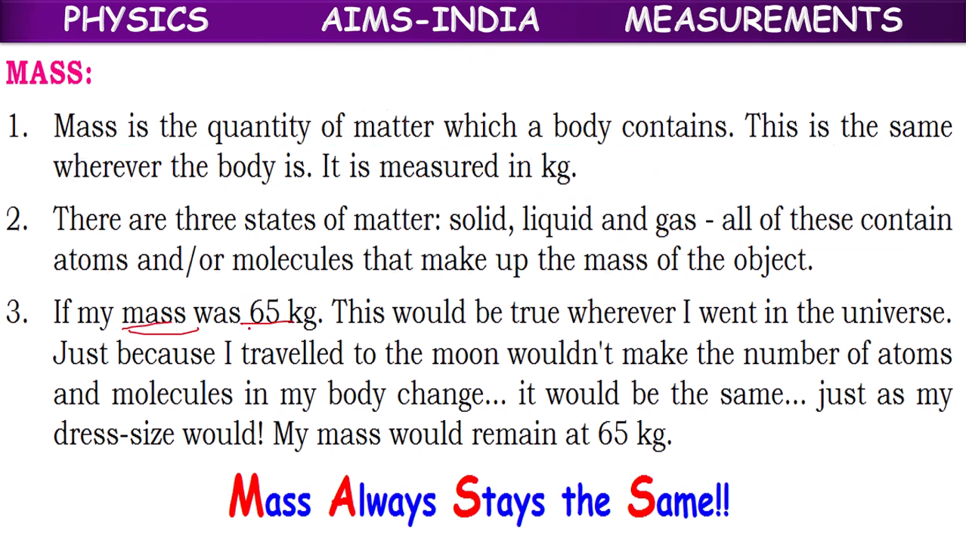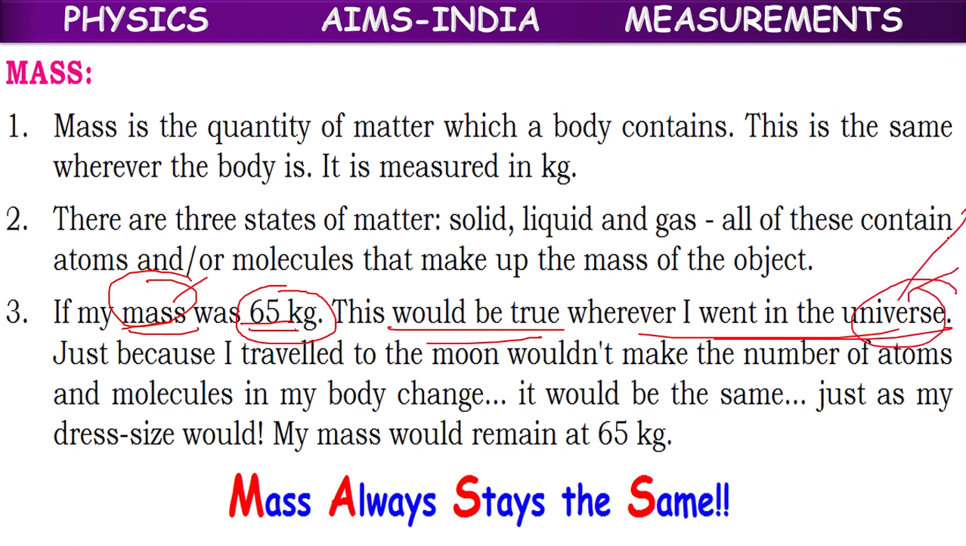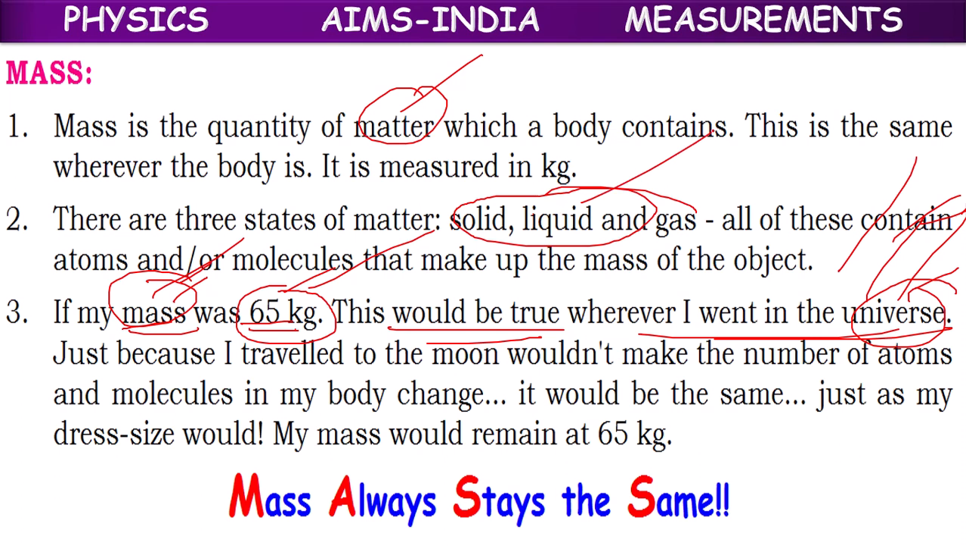So if my mass was 65 kg, this would be true wherever I went in the universe. I may go to any planet, I may go to any star, I may go to any galaxy, but my mass will always be 65 kg. Because mass is because of matter. Matter is because of solids, liquids, gases. These are because of atoms and molecules. Wherever I go, inside my body, the number of atoms and molecules does not change.